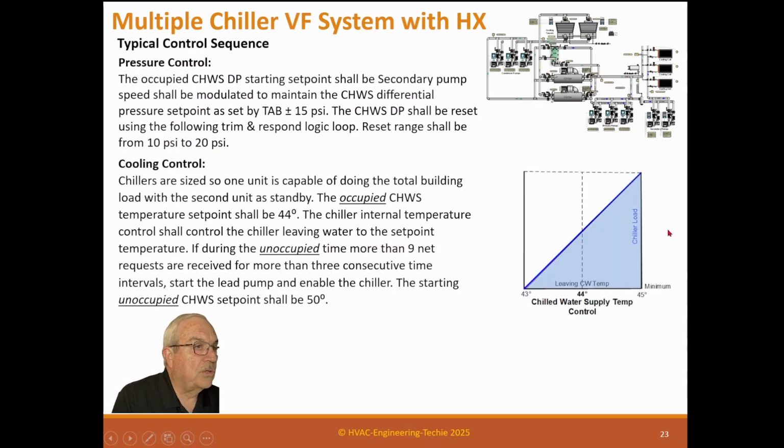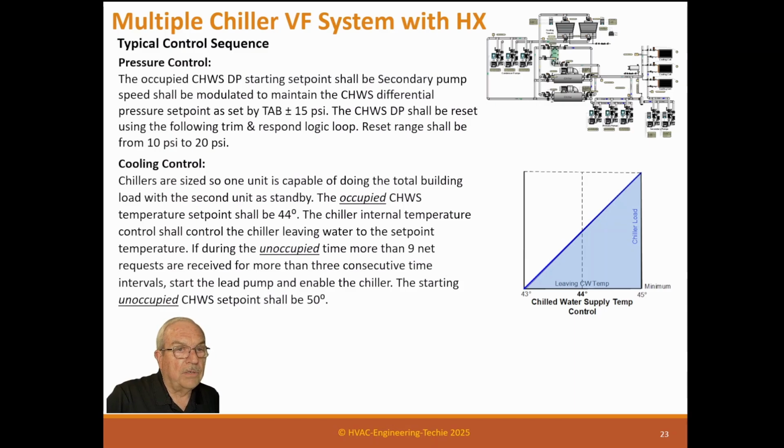Chiller cooling control. Chillers are sized so one unit is capable of doing the total building load with a second unit in standby. The occupied chill water temperature set point should be 44 degrees. The chiller internal temperature control should control the chiller leaving water to set point temperature. During the unoccupied time, if more than 9 net requests are received for more than 3 consecutive time intervals, start the lead pump and enable the chiller.